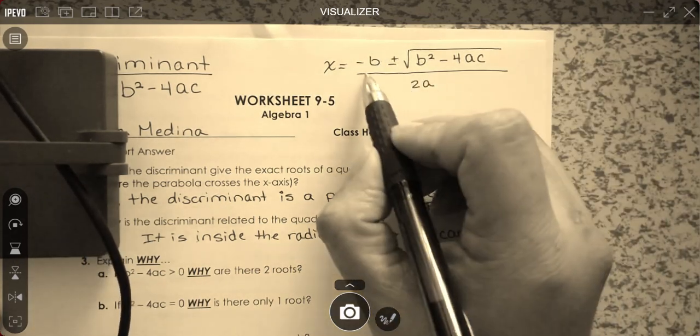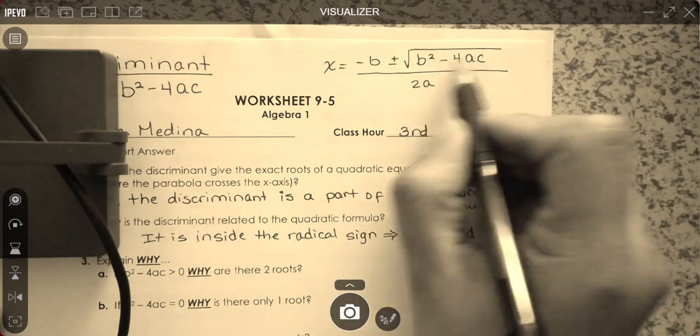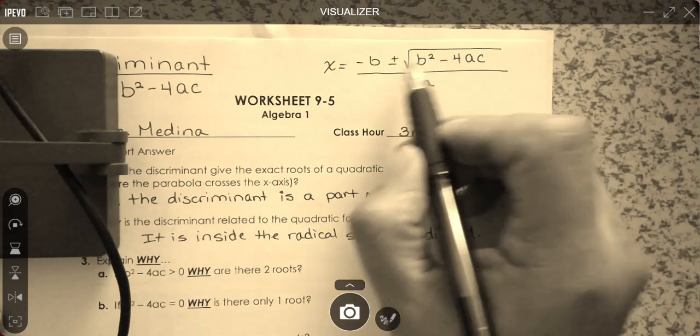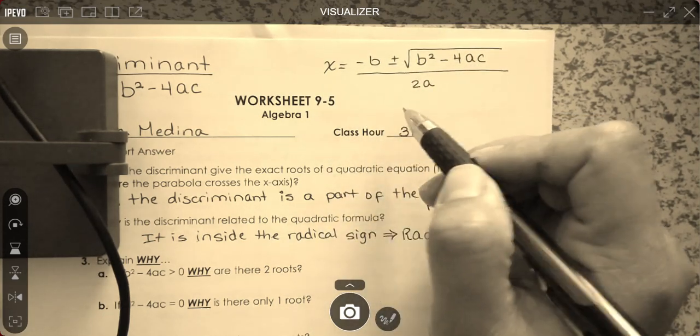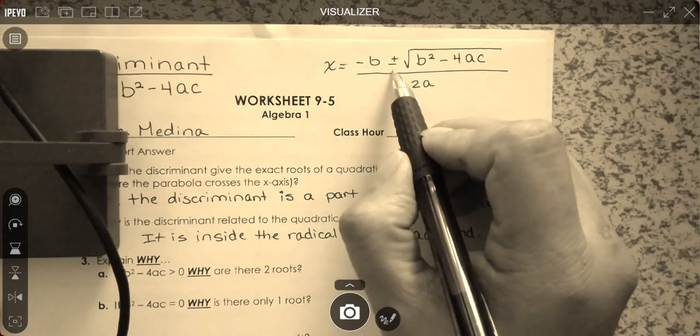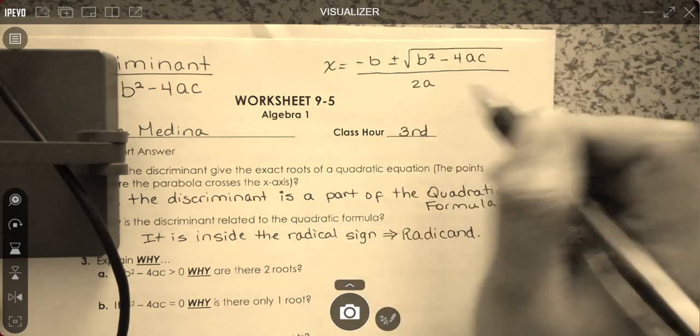All right, so if we have this inside the radical and we get a number in here, it's going to be a number plus the square root of a number over a number, and then a number minus the square root of that number over a number. So that's why we end up with two answers, okay?